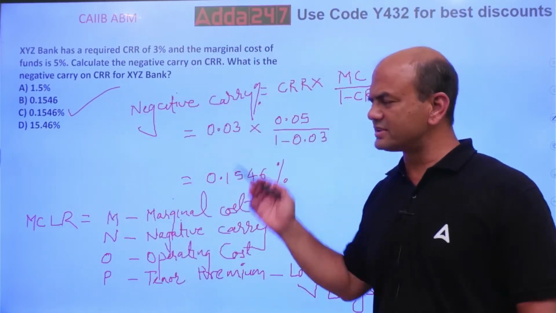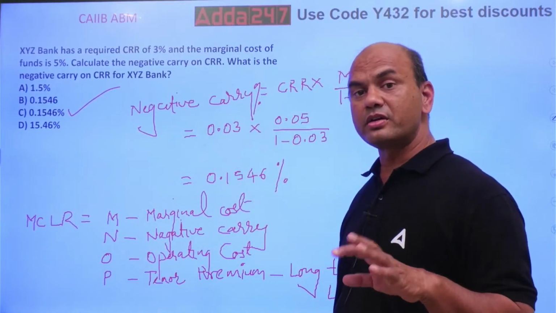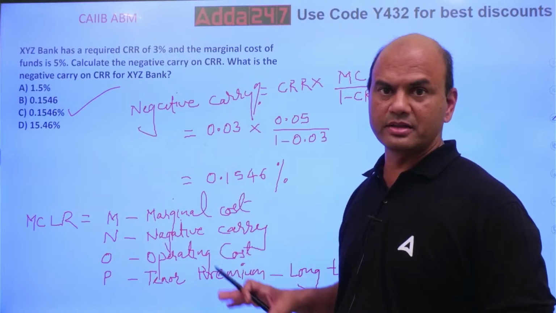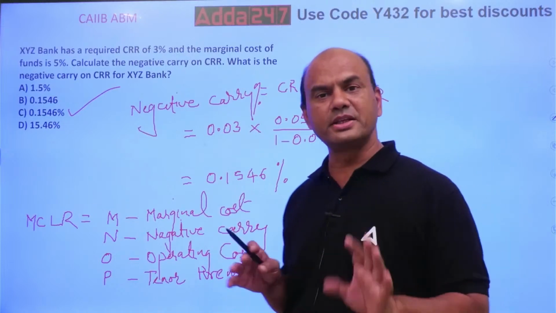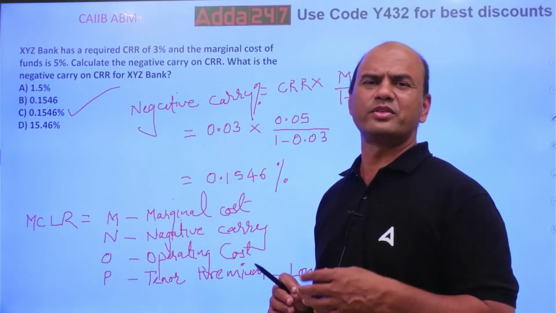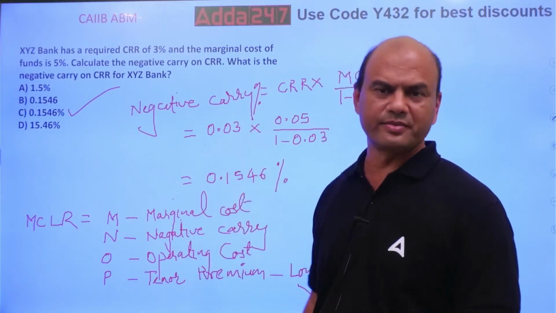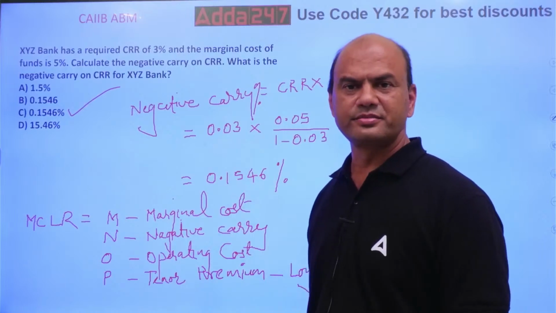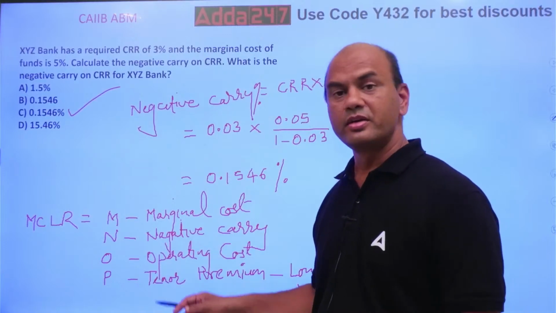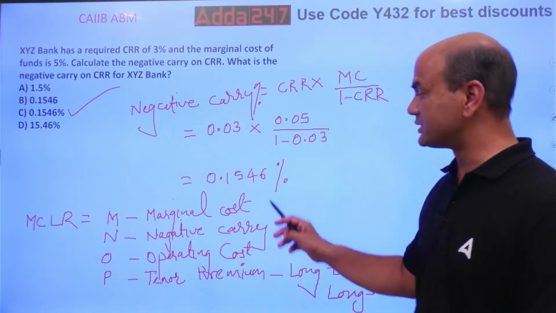Now what is this negative carry? Kindly note, MCLR is your internal benchmark. Here there are two benchmarks, internal and external. Internal benchmark is always MCLR nowadays. Earlier there were many things, base rate was there, then there was one more. Now it's MCLR. MCLR has 4 components: marginal cost, negative carry, operating expenses, and tenure premium. So these are the 4 points.